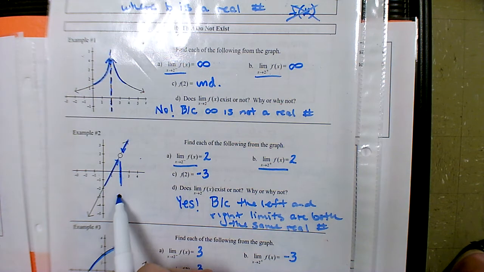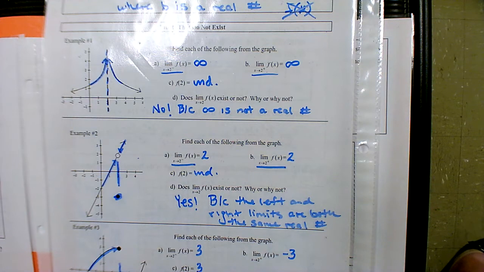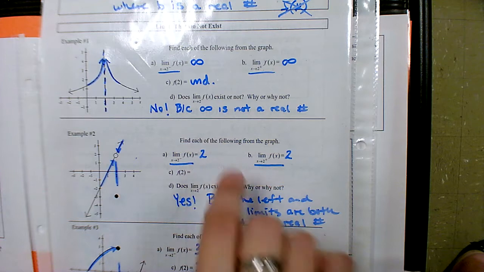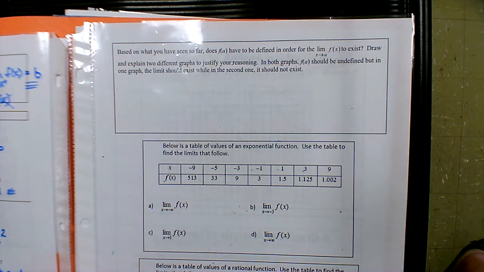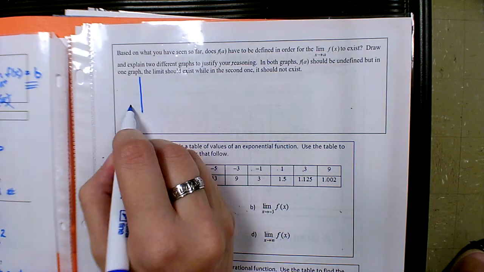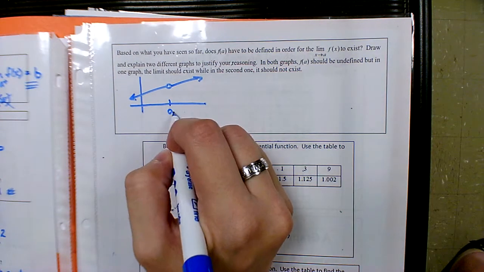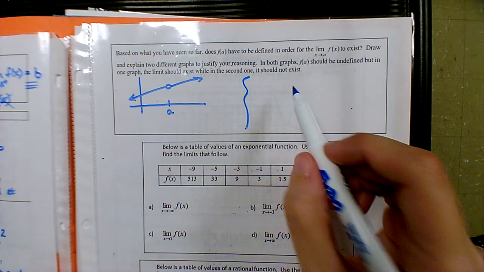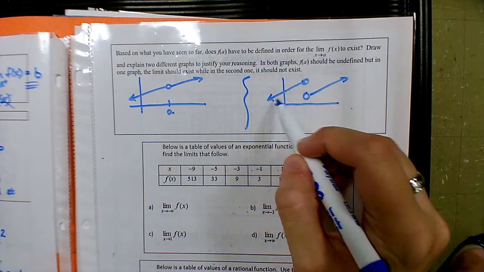Sure. Well, what if I said this point wasn't even there? Then this would be undefined, right? That still doesn't change our limit values, right? Yes. It's just that it's defined somewhere else. Okay, so we're going to draw 2 examples. Draw an example, 2 different graphs to justify your reasoning. Let's say we had a hole, like in the last example. And maybe we'll have a jump in this one.